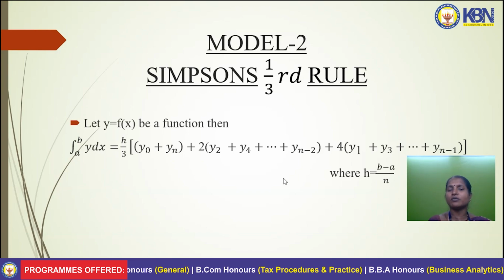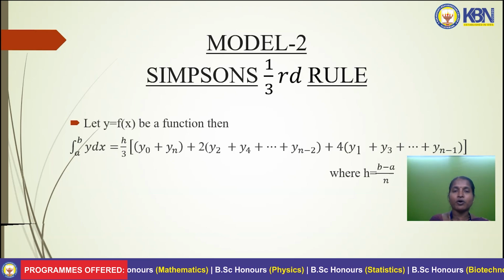Simply you can remember it as h by 3, for Simpson's 1/3: h by 3 into y naught plus yn, that means the starting value and ending value, plus 2 into the even terms plus 4 into the odd terms, that is 2, 4, 6 and 1, 3, 5 and so on. Okay, next we will do one problem in this model.